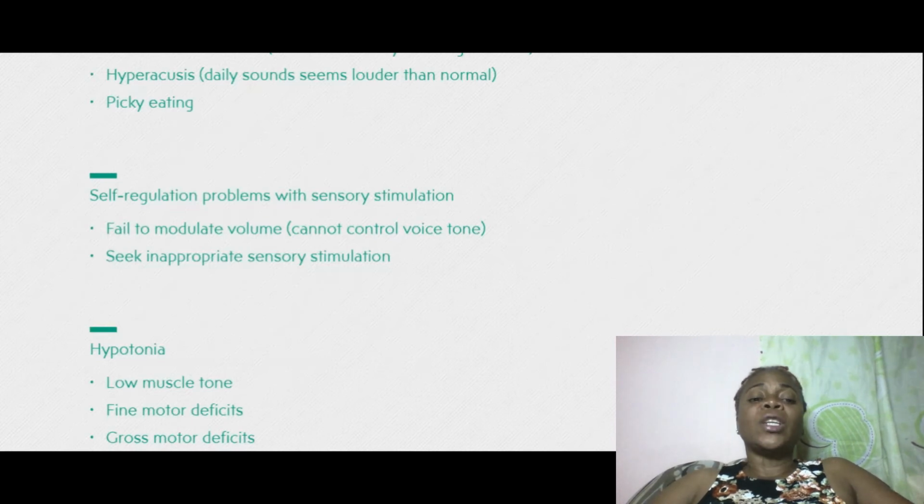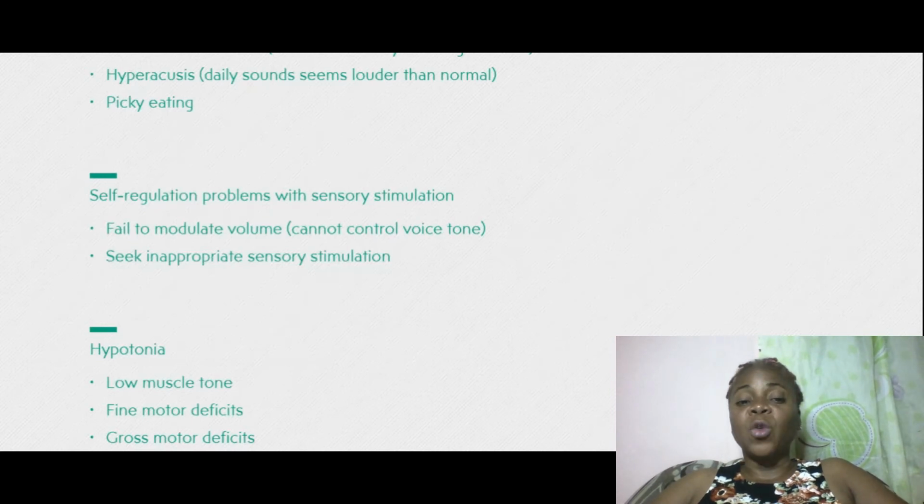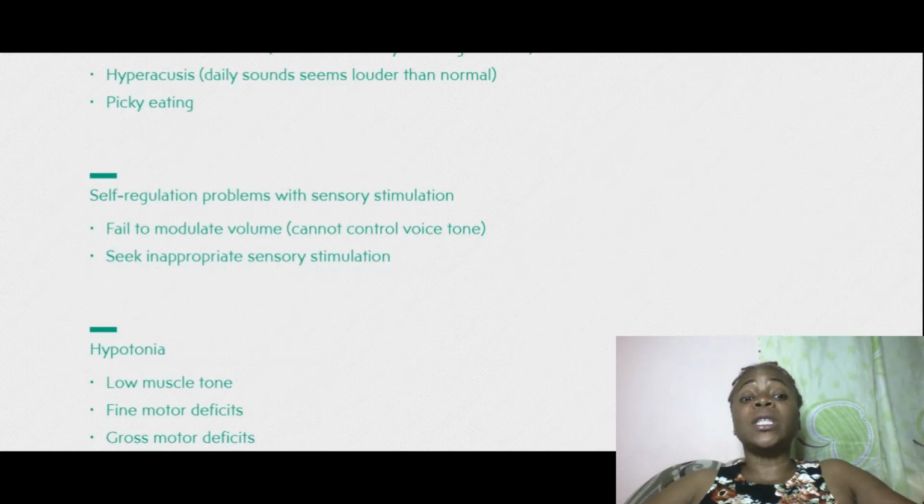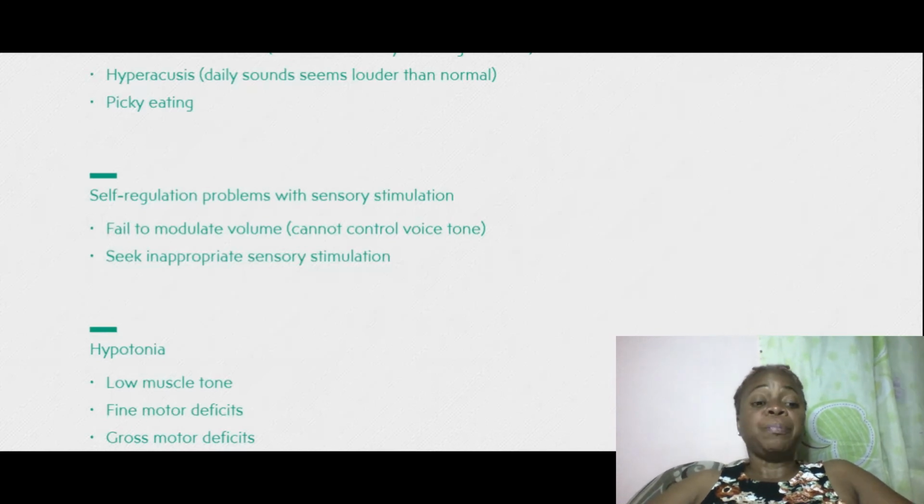Then there is what we call self-regulation problems with sensory stimulation. So they fail to modulate volume. So for some of them, they cannot control their voice tone. So when they make sounds, the sounds are extremely loud. And then they can also seek inappropriate sensory stimulation.